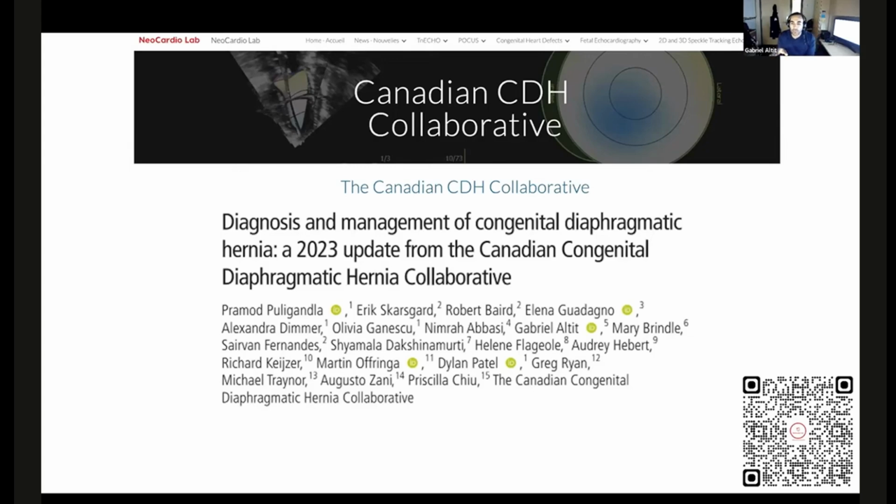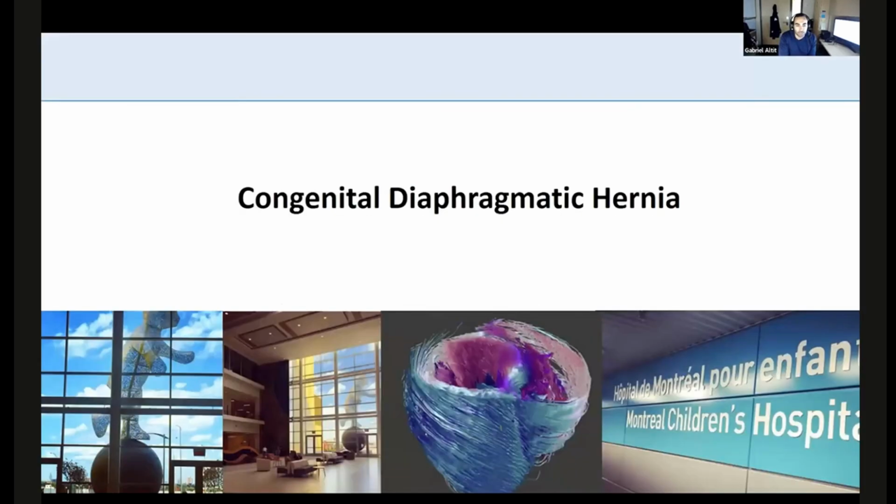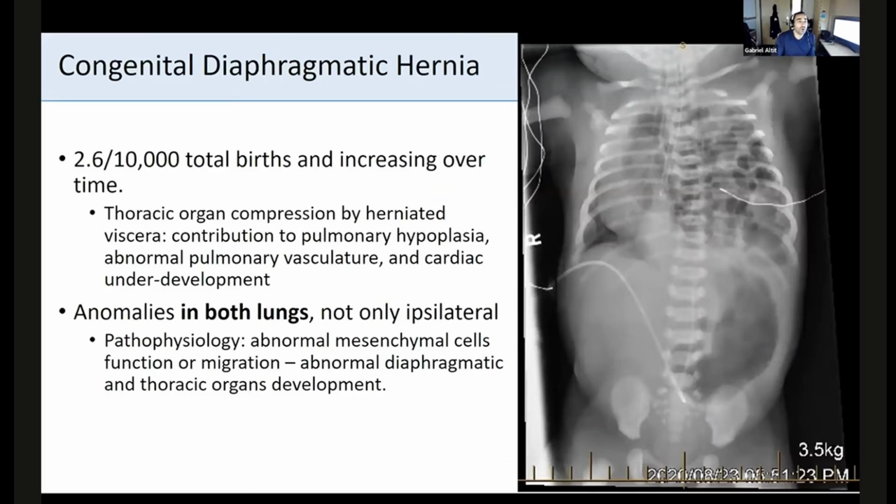The guidelines are available through the portal of NeoCardio Lab. You can scan the QR code, and I'll put my slides, which contain a lot of the graphs and a lot of the recommendations, through the portal so that you'll have access to these slides at the end of the presentation. So congenital diaphragmatic hernia remains an orphan disease.